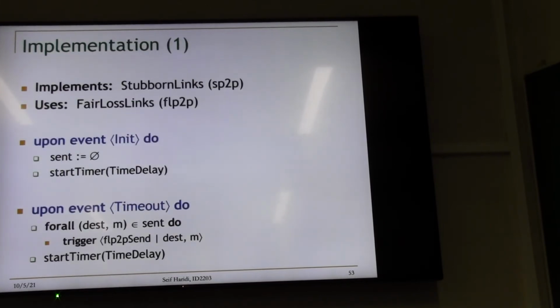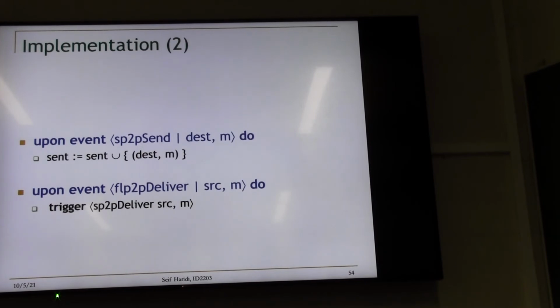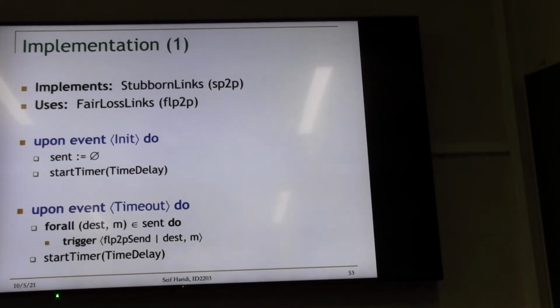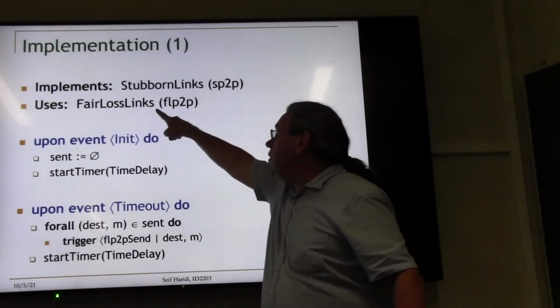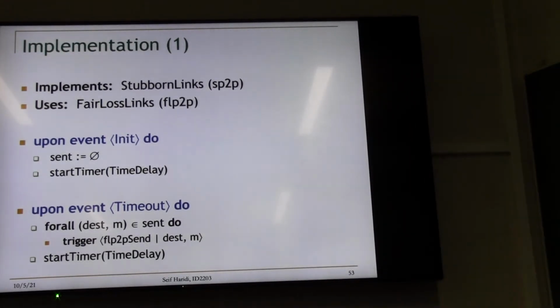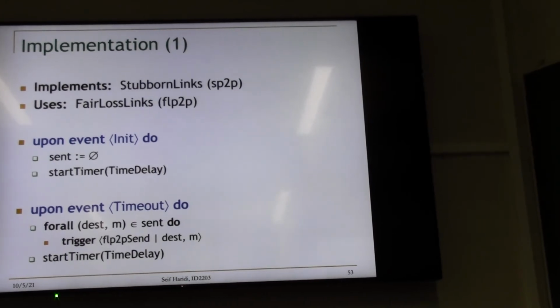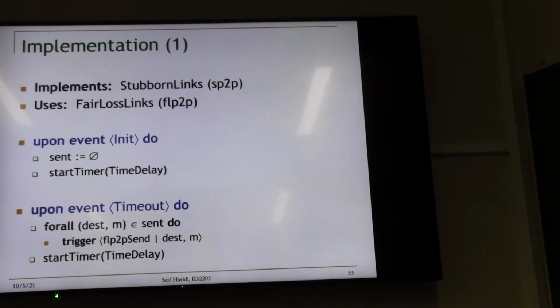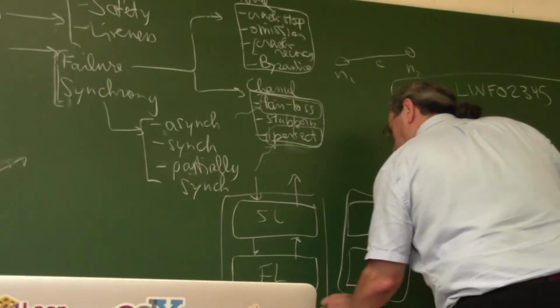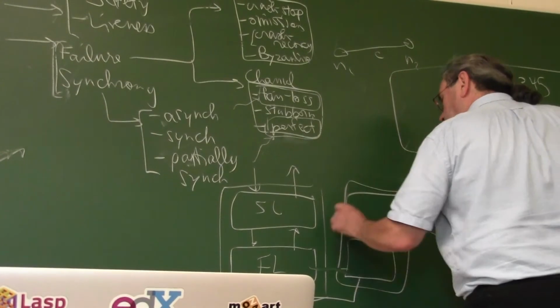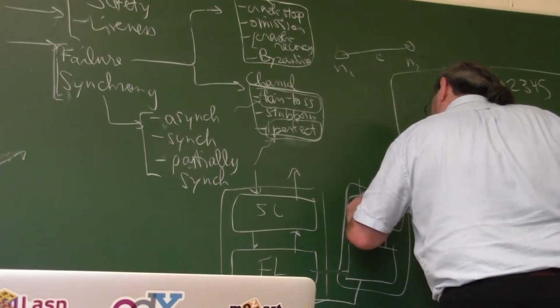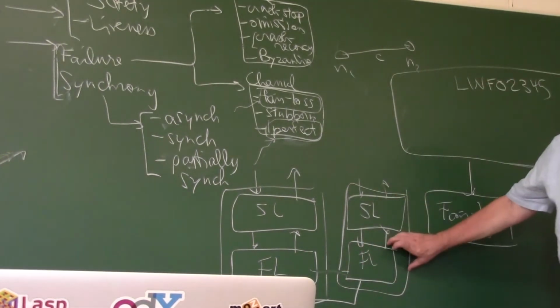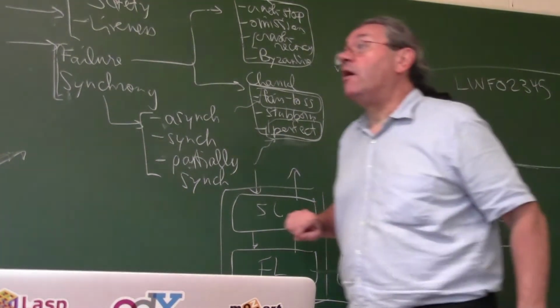So here's the code. The code is basically two pages. This is the first code. This is stubborn links. It uses fair loss links. So it's a two-layer system. I have fair loss link here, I have stubborn link here, and the request and indications are like this. This is on one node. I have another node here. This is a channel underneath connecting these. So this is already a system with two layers. The stubborn link is built on top of fair loss links.